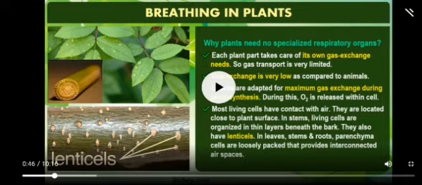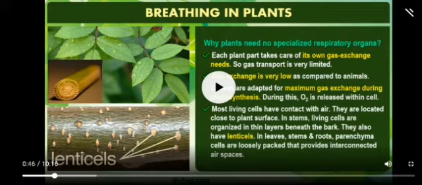Leaves are adapted for maximum gas exchange during photosynthesis. During this, O2 is released within the cell. Within the cell, the O2 which is released directly goes inside the mitochondria, and the process of respiration takes place. Through the process of respiration, the carbon dioxide which is evolved is instantly utilized within the cell, inside the chlorophyll, for photosynthesis.